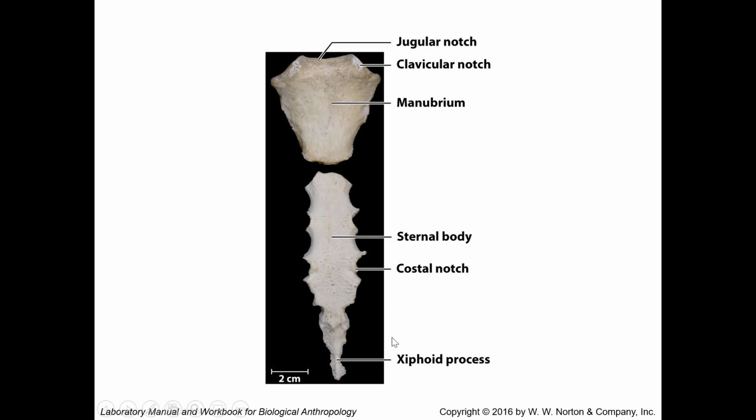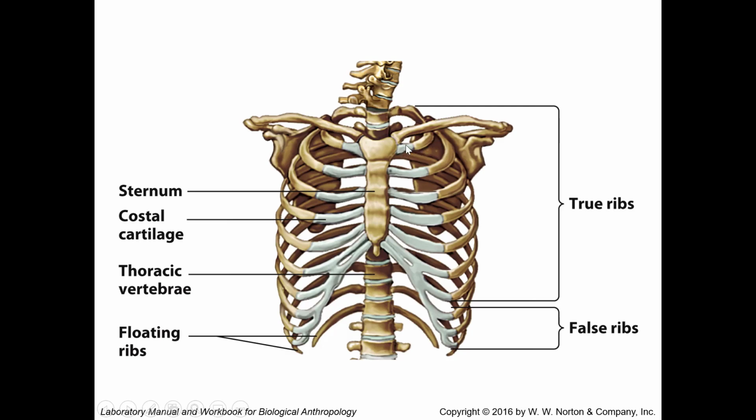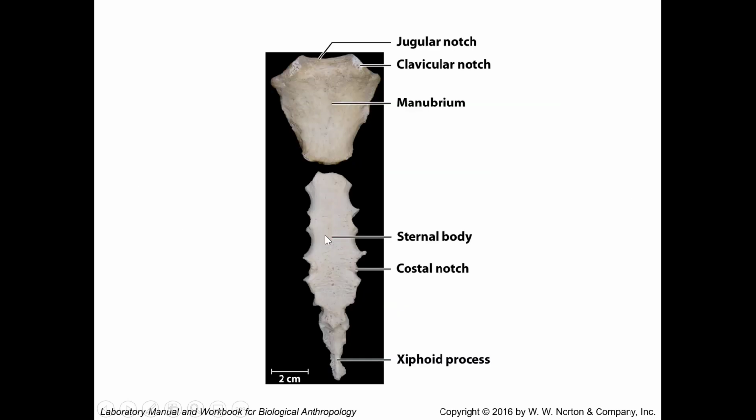And so along each side of the sternal body are these costal notches where the ribs will articulate via cartilage, right? The bone doesn't actually articulate. As you can see in this picture, the costal cartilage will articulate with these costal notches. And so that makes up the sternal body.